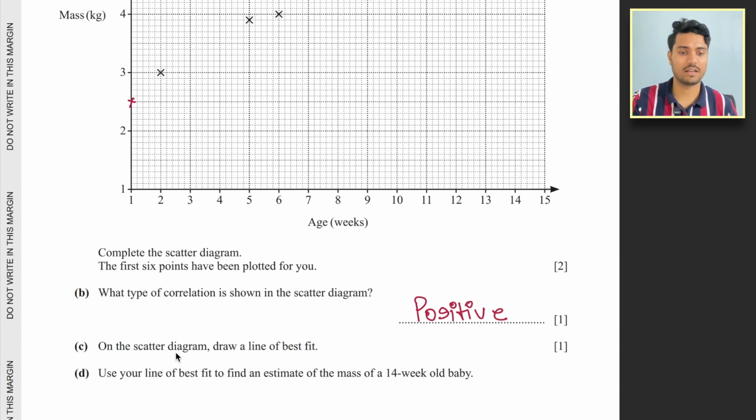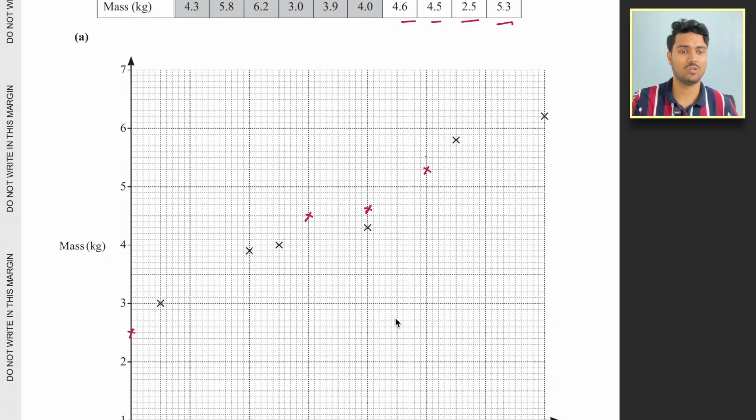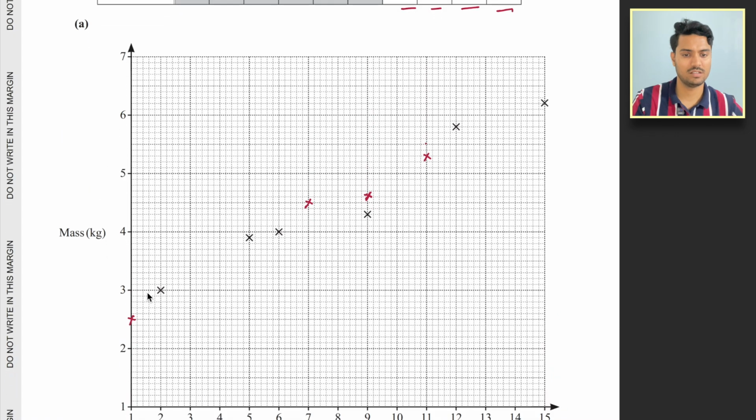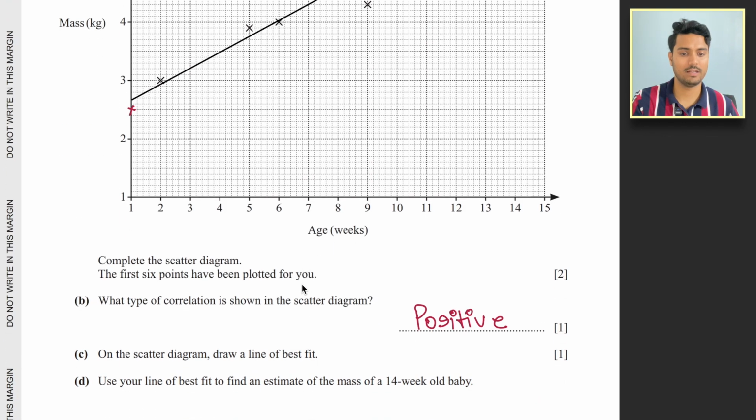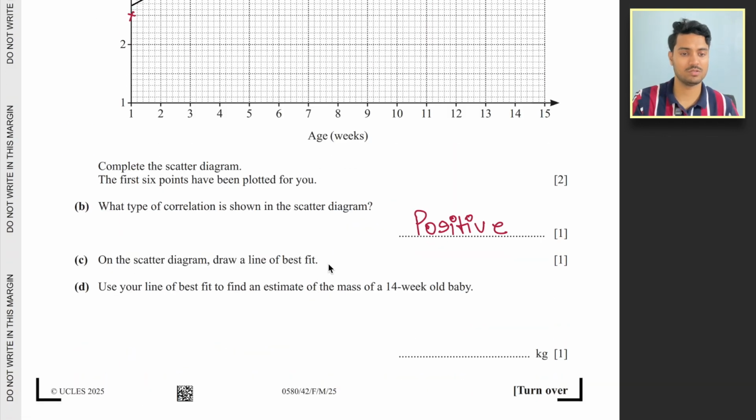It says on the scatter diagram draw the line of best fit. So I can draw a line of best fit like this, passing through the center, going like this. You have to make sure an equal number of points are above the line and an equal number of points are below the line. That's the line of best fit. So this is also done.